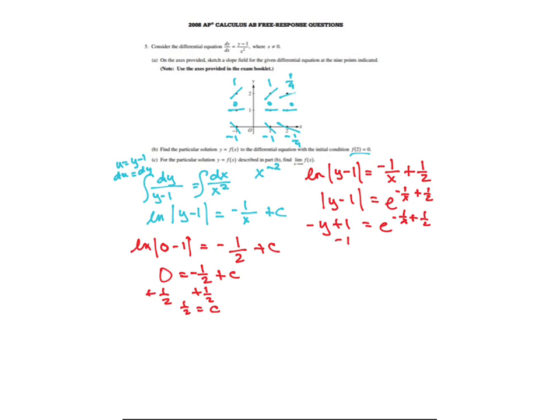And then we would subtract the 1, and then we would divide by negative 1. So y is going to be negative e to the negative 1 over x plus 1/2, plus 1.